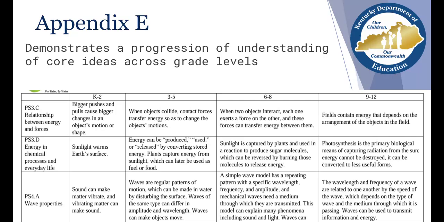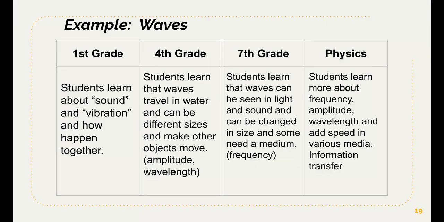This is a resource that might be helpful to help you understand that. So here I've pulled out from that document the example of waves. In 1st grade, students are going to learn about sound and vibration. In 4th grade, then they're going to learn that waves travel in water, can be different sizes, and they make objects move. And they bring in those 2 words, amplitude and wavelength.